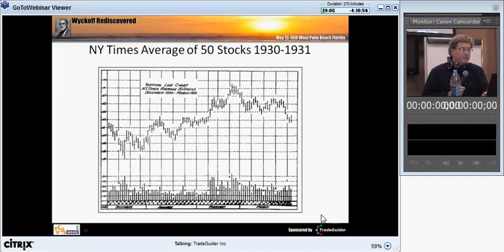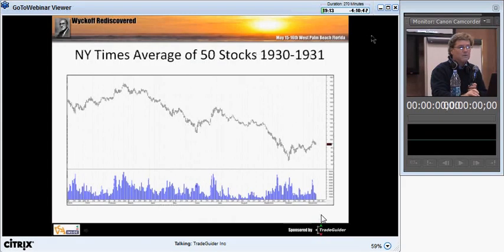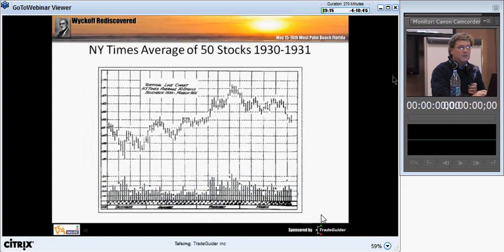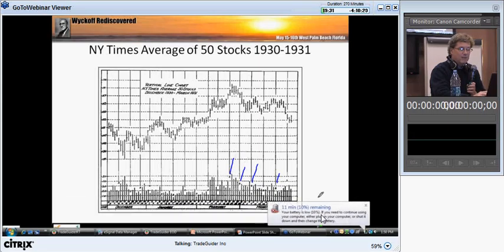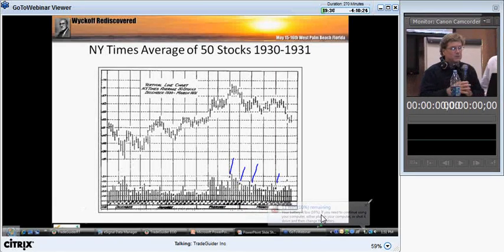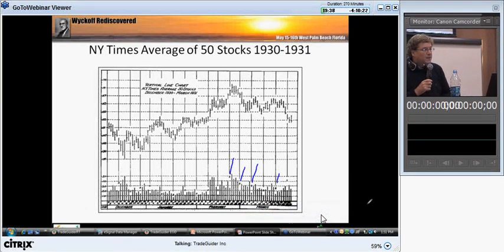Now, in this chart, can everybody see this okay? Yeah. Okay. You'll see at the bottom here, there are these little S's. Those stand for Saturdays. The market at the time was open for a half a day or for a couple of hours on Saturdays. So what Wyckoff did was he took those days and he doubled the volume.